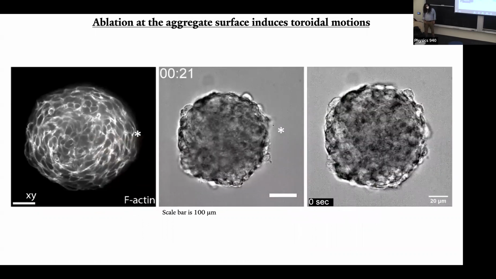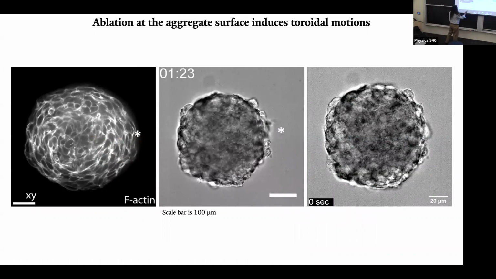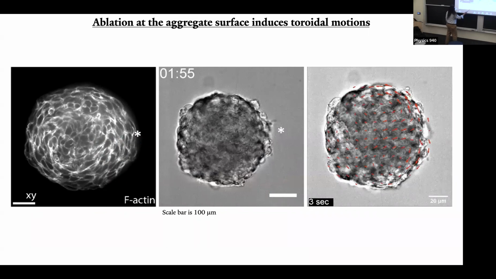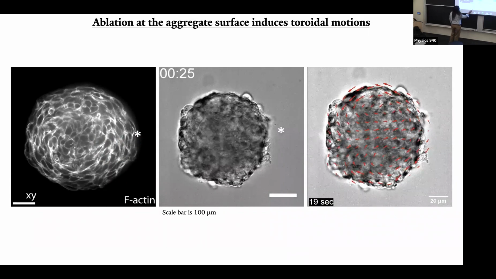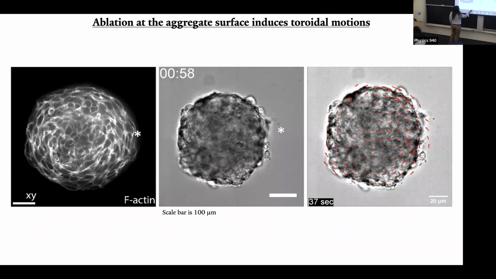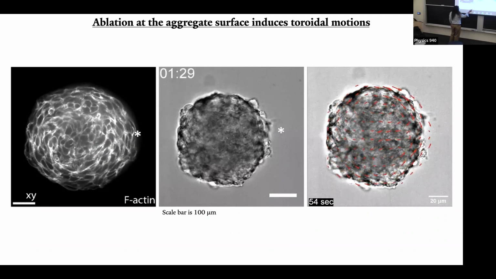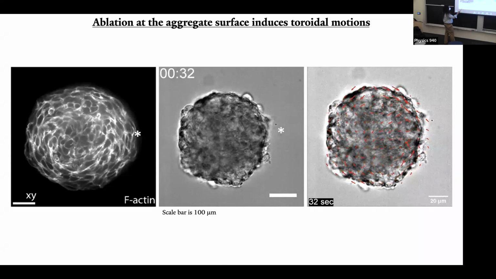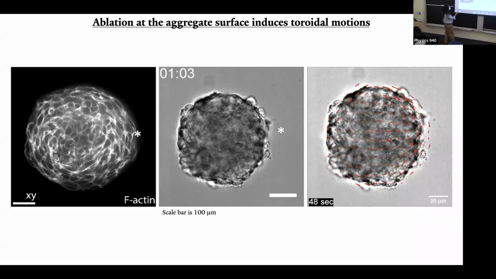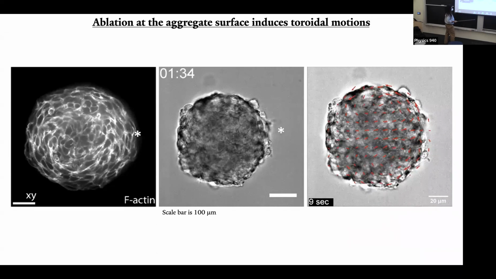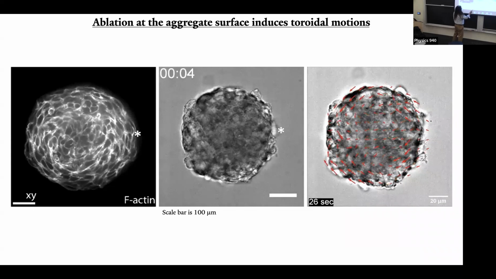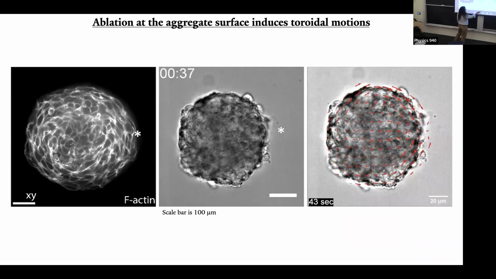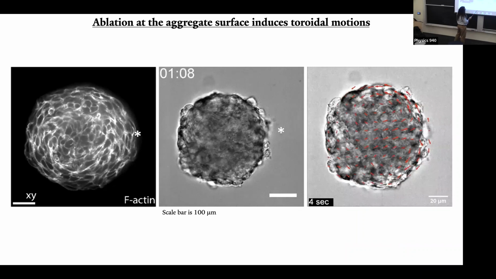So here is a cell aggregate. What we're doing here is using a laser to kill a single cell, or close to it, right on the surface. This is an image of the F-actin inside. There's some alignment. You see that the cells are kind of elongated on the surface, a little bit less so inside. And here's a movie that plays a little faster. This one is a little slower and has PIV vectors on top.